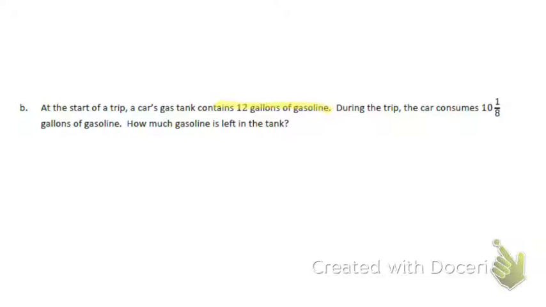During the trip, the car consumes 10 1/8 gallons. How much is left in the tank? So they have 12 already to start with, right? You got 12. It says the car consumes. That means it uses 10 1/8 gallons. So if it uses it, it's going to lose it, right? You could write minus 10 1/8, or you can also write plus negative 10 1/8. Either one is okay. For this one, I'm just going to keep it as subtraction.